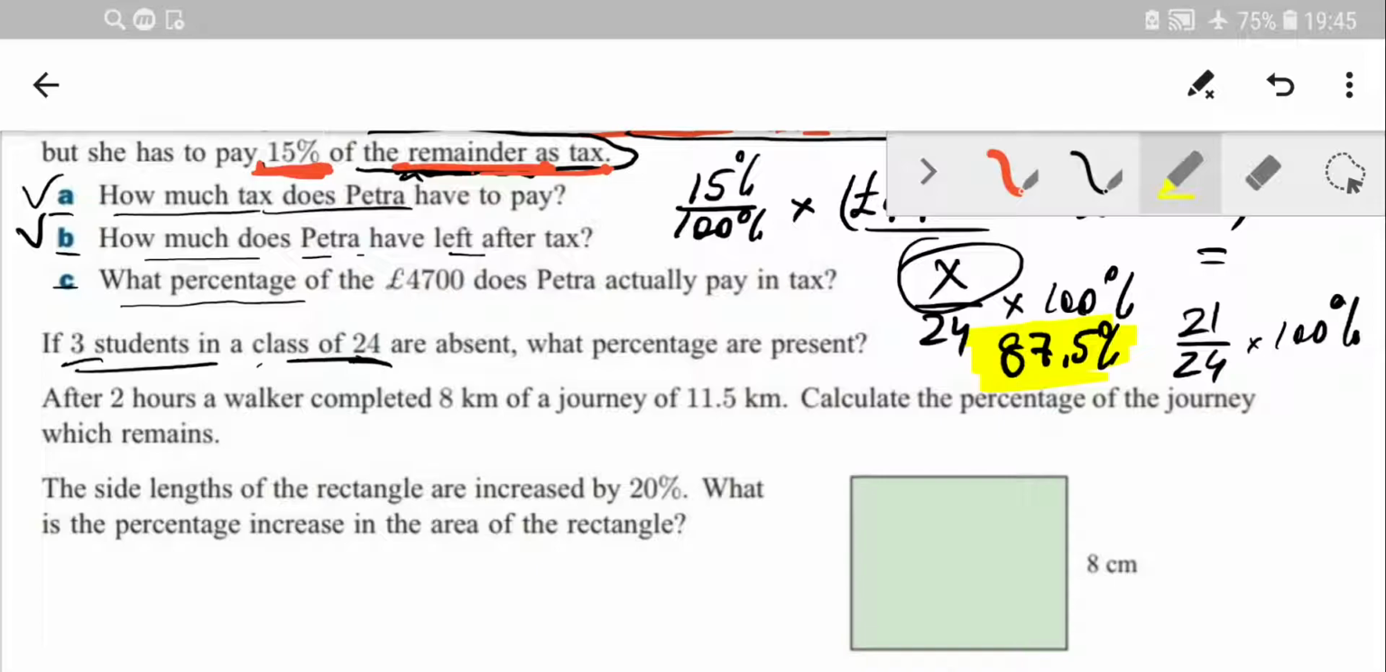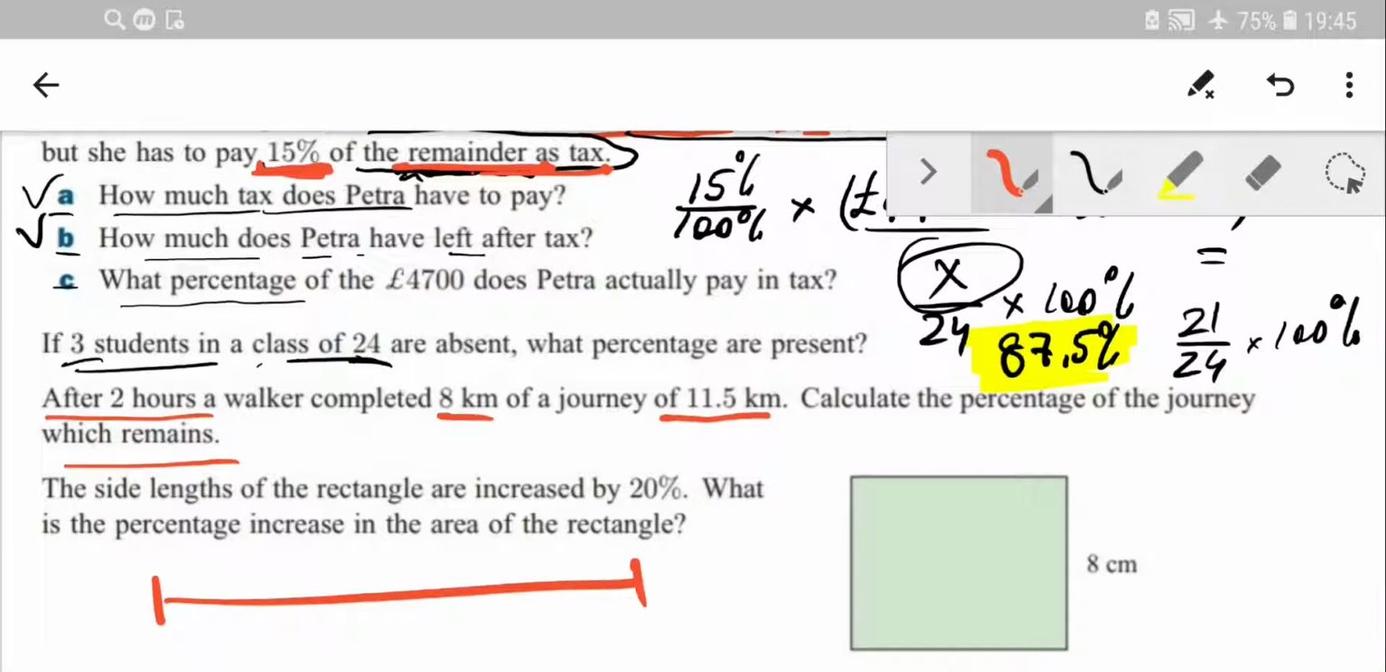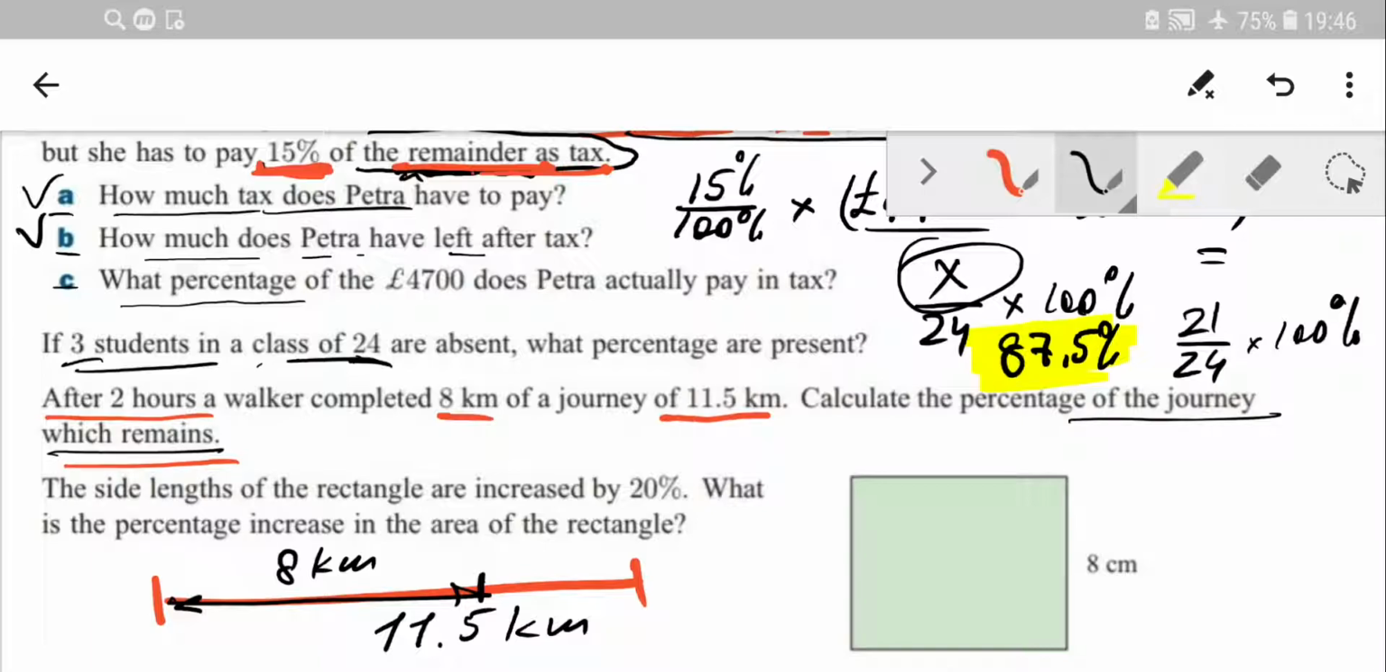So next one: after 2 hours of walk, a walker completed an 8-kilometer journey out of 11.5. Calculate the percentage of the journey which remains. So one more time, let's just draw quickly. This is the whole 11.5 that he's supposed to cover, and 8 kilometers he covered after 2 hours. So this distance is 8 kilometers, and the remaining distance is here. X is the remaining distance.